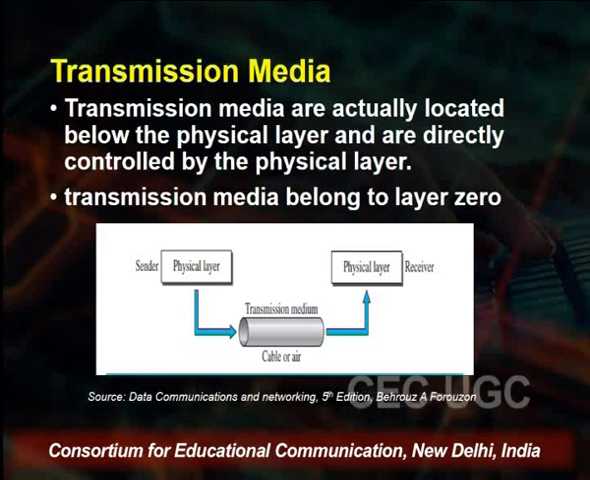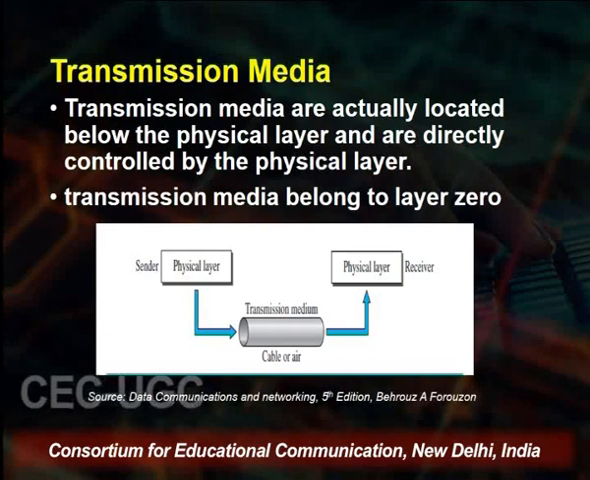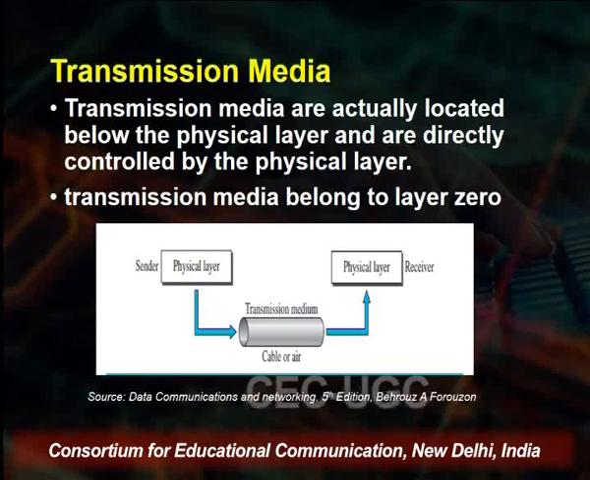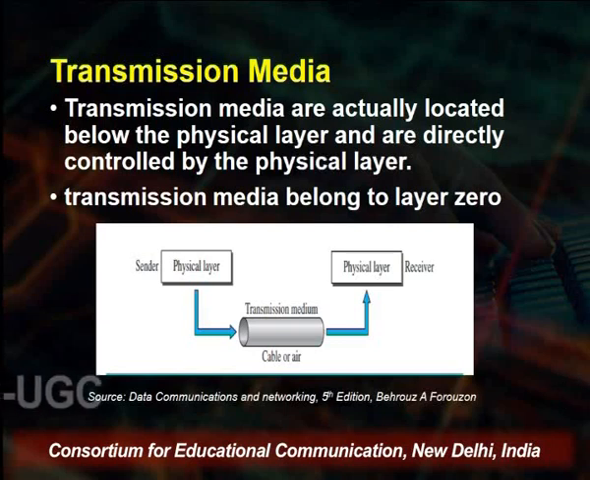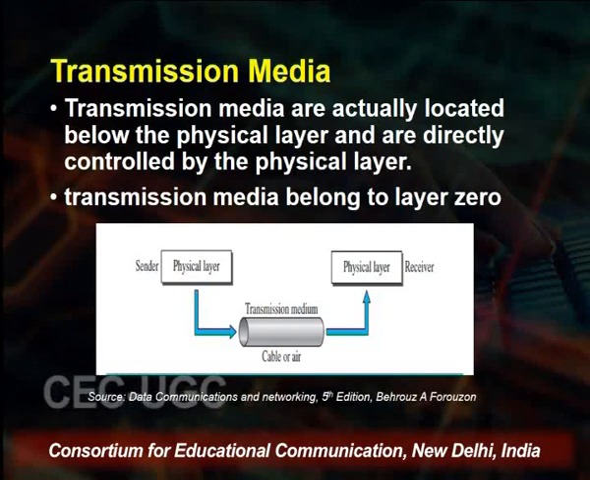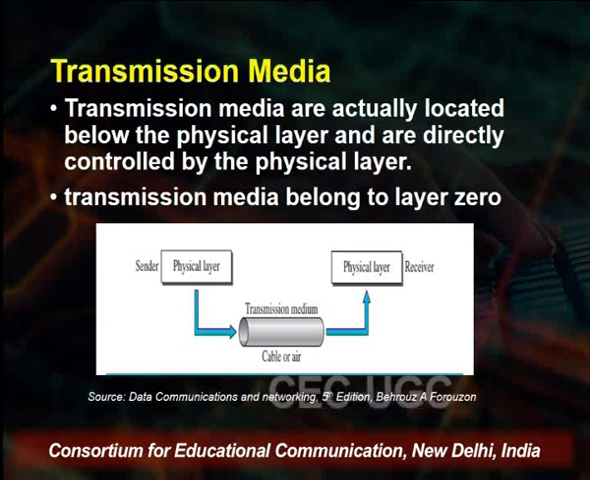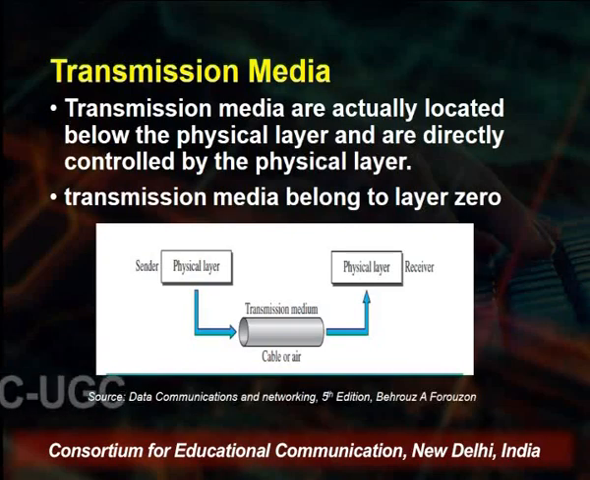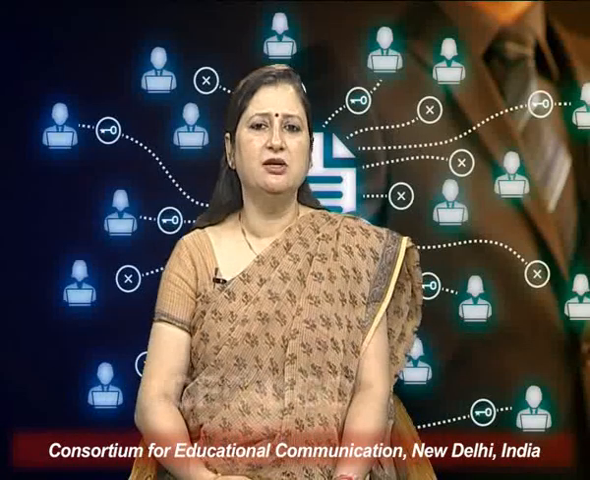So now we will discuss the transmission media which are used to connect the sender and the receiver. We had discussed, when we were talking about the TCP/IP protocol suite and the layers, that the physical layer is actually the first layer of the TCP/IP protocol suite, and below it is the transmission medium, which could be either cable or air or any of the transmission media, right. So the physical layer directly controls the transmission media which is below it. So we say transmission media actually belongs to layer 0.